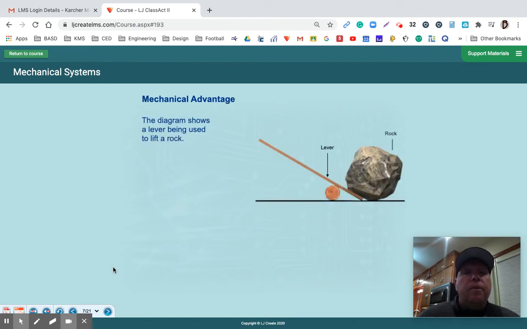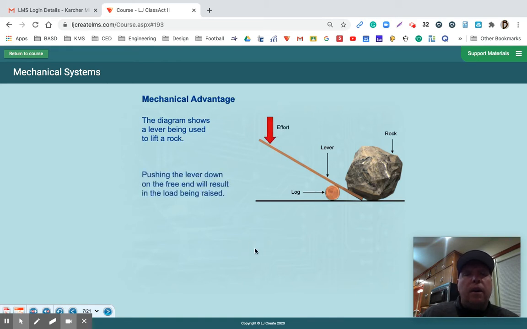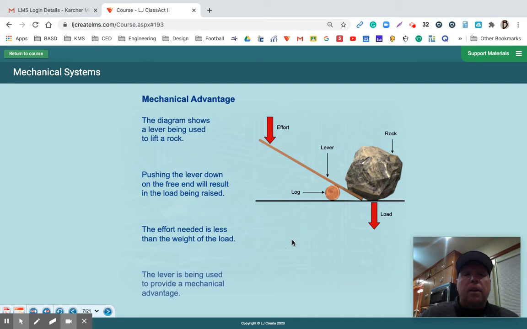Mechanical advantage. The diagram shows a lever being used to lift a rock. We see the lever, the heavy rock, and the log underneath. Pushing the lever down on the free end will result in the load being raised. The effort needed is less than the weight of the load. So the amount of effort that you're putting down to push this load is less than the weight of the load. The lever is being used to provide a mechanical advantage. To get this heavy rock up, you're using this simple machine and applying effort by pushing it down.